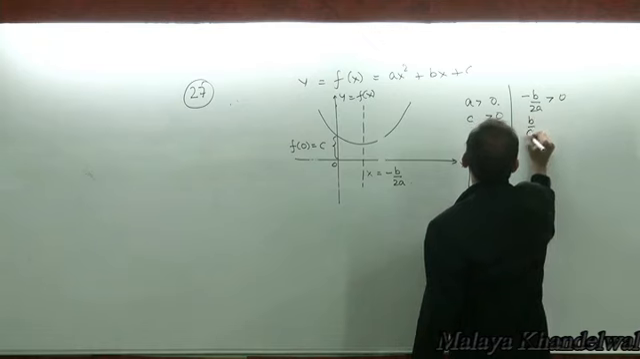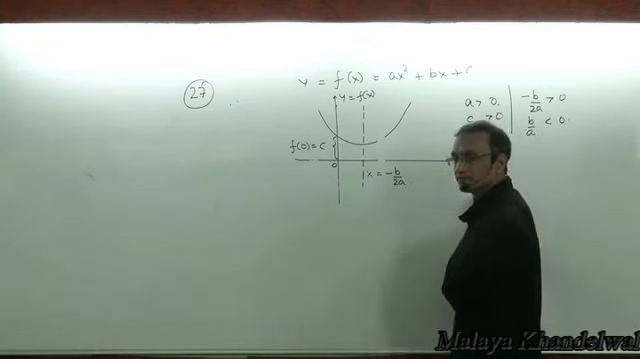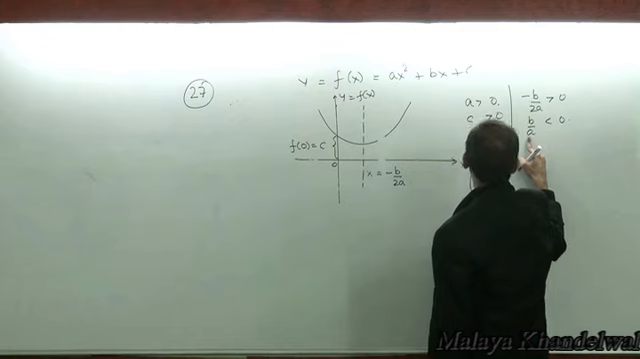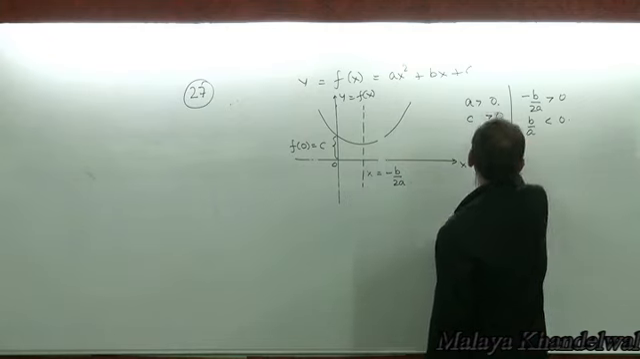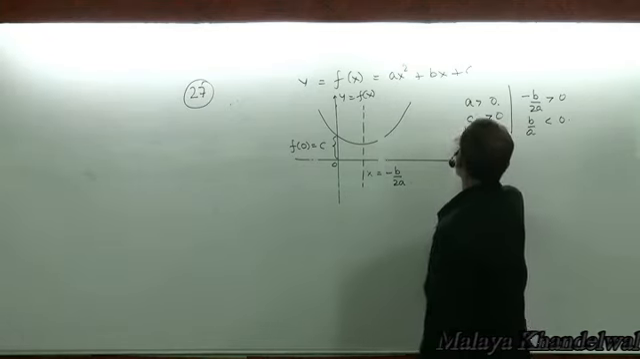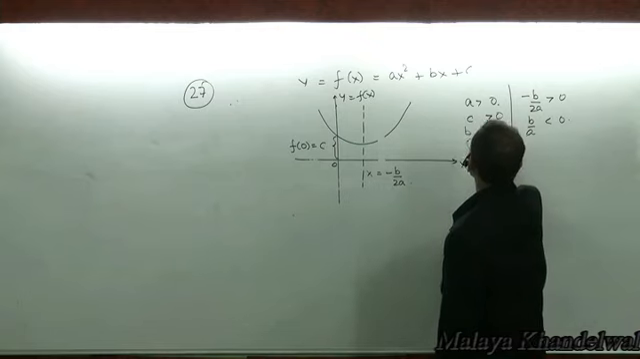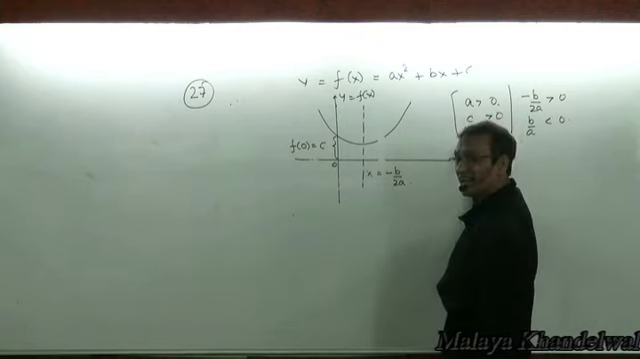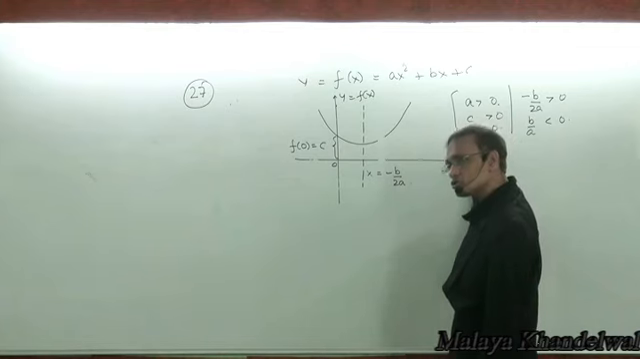So B by A must be negative. A is positive. So B must be negative. So the product of ABC is negative here. So this is also correct. ABC is negative here.